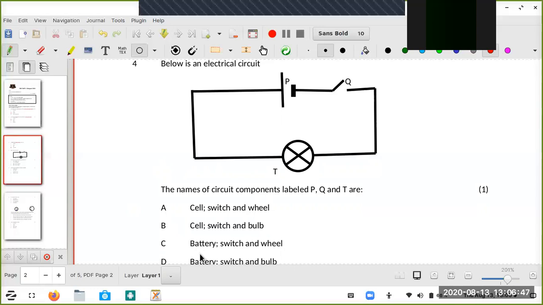D is also out. Why? Because it starts with what? Battery, of which P is not battery. Right? So C and D are out. A is also out. Then we have got B, which is having the correct components. Cell, switch, bulb. Right? So it means B is our correct what? Option.